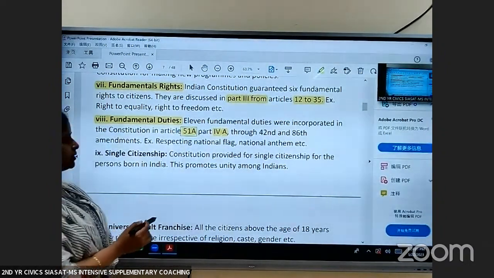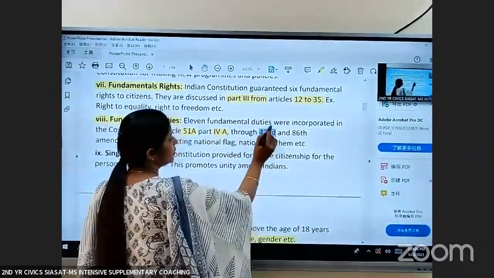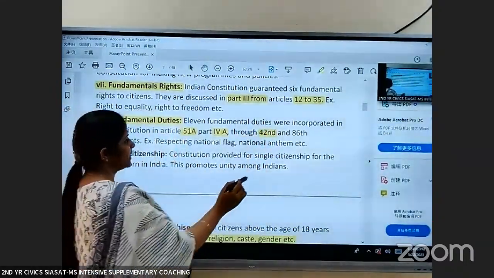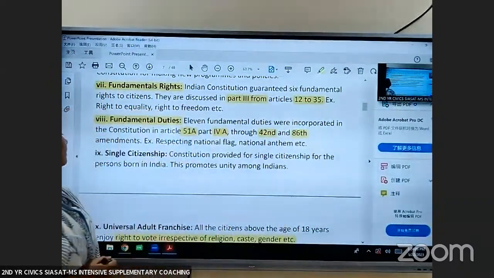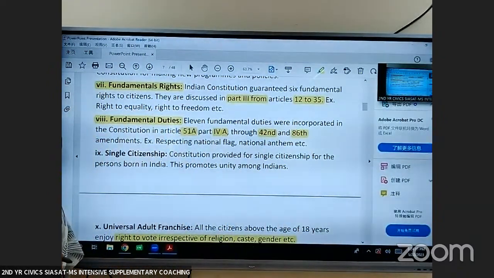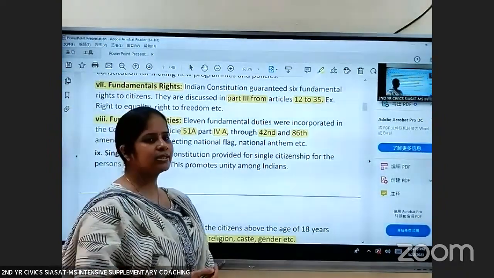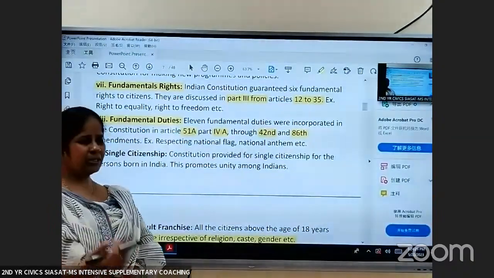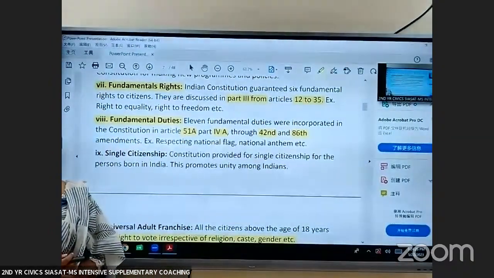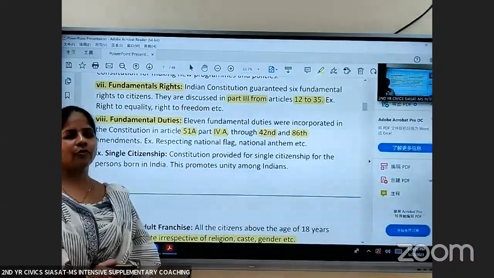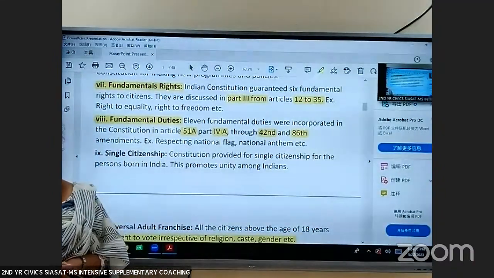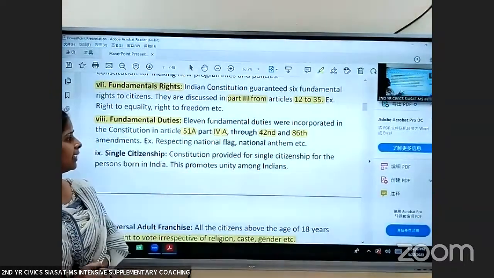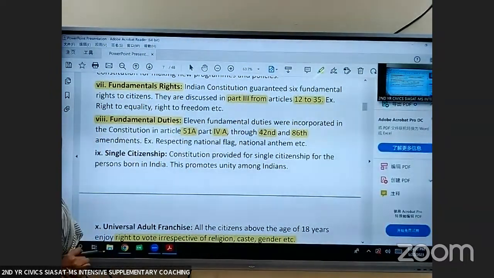Through the 42nd Amendment, 10 duties were added. Again, the 86th Amendment added the 11th fundamental duty. The Indian citizens have 11 fundamental duties like respecting the national flag, national anthem, safeguarding the property, then preserving and protecting the nature. Then it is the fundamental duty of the parents to get their children educated up to the age of 14 years. So all these are the fundamental duties.